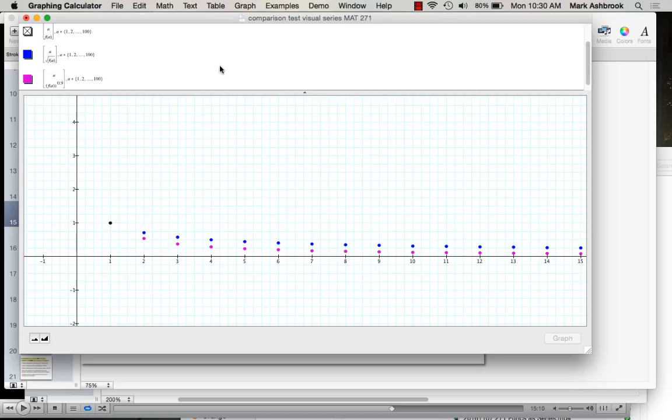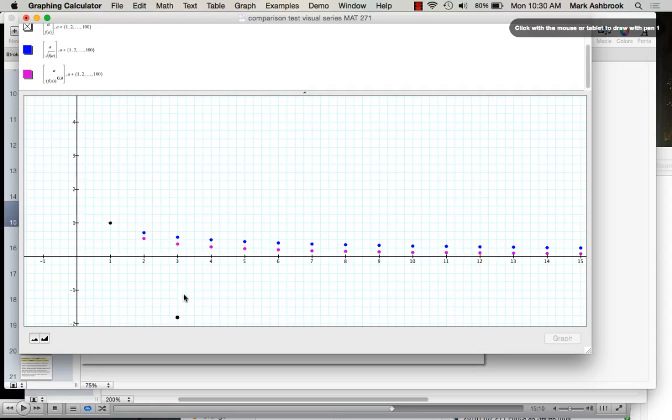Okay, what is it? So it ends up being, this is 1 over n to the 0.9. So the pink one there is 1 over n to the 0.9. So now you can know. Divergent or convergent? Divergent, because those are greater than 1 over n.